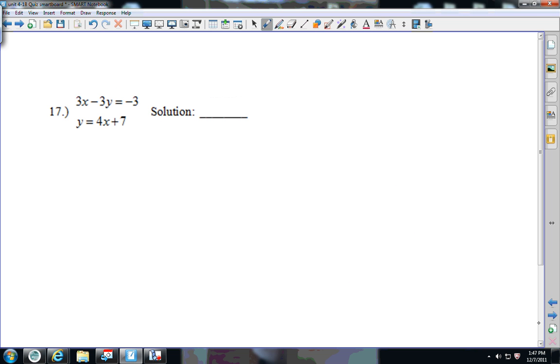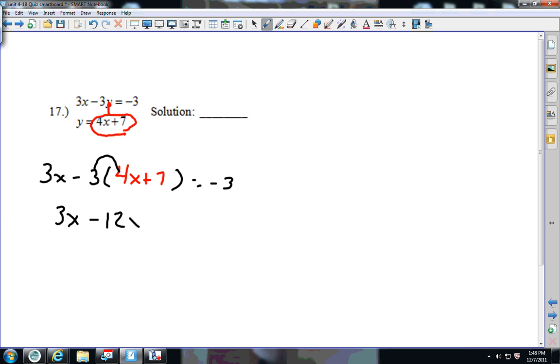Next one. It has y equals. I'm going to circle what y equals. I'm going to substitute it in here for y. I get 3x minus 3 times y. Y is 4x plus 7, and that equals negative 3. So I've got 3x, and then negative 3 times 4, negative 12x, negative 3 times 7, negative 21, equals negative 3.